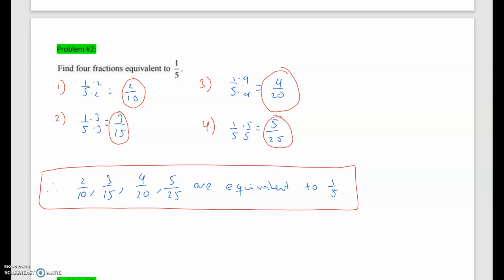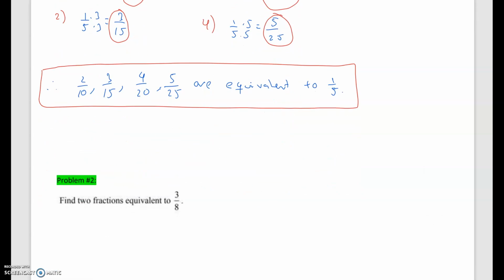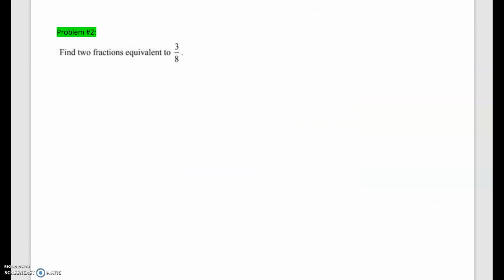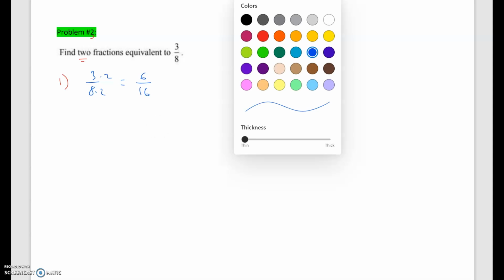That's actually it for problem 2. Let's move on to problem 3. Oh, you guys, sorry, that's supposed to be problem 3. I'll fix it on the file. And they want 2 fractions equivalent to 3/8. So what I'm going to do is my first fraction, I'm going to just multiply times 2. So 3 over 8 times 2 times 2. So this will be 6 over 16.